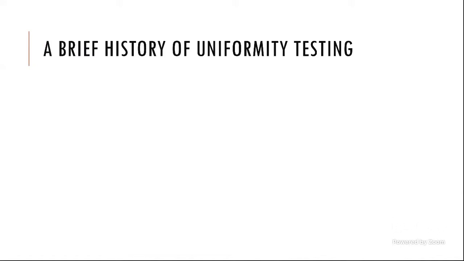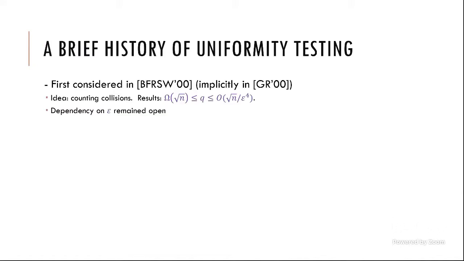So this is a brief history. The problem was first considered by Rubinfeld, Smith, and White in FOCS 2000, and implicitly by Goldreich and Ron a bit earlier. The idea is counting collisions. The result they show is that the sample complexity is between square root of N and square root of N over epsilon to the fourth. So the dependency on N was quite clear, but the dependency on epsilon remained a mystery for quite some time.